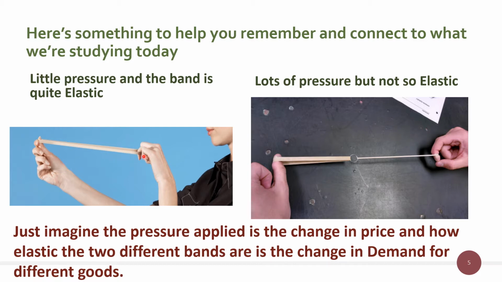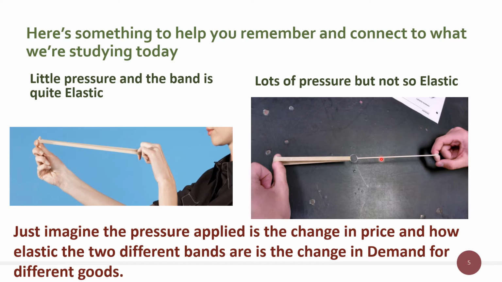Because as she applies small pressure on the band, so it is a small pressure of the price and there's a big change in quantity demanded. So we call it the relatively elastic demand curve because that's the way demand reacts to a small change in price. Let's move on to the next picture.